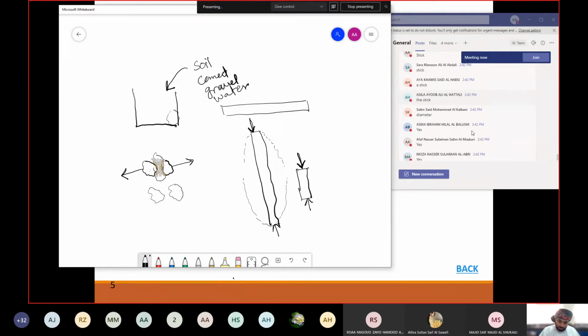Why do we call this buckling? Why not bending?